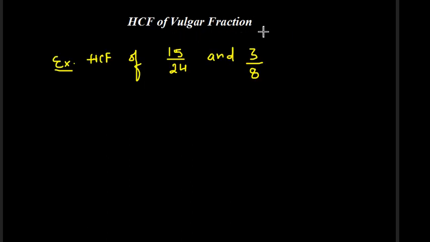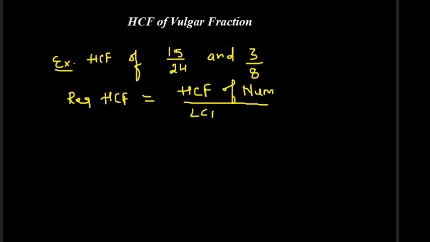Now let's talk about HCF of vulgar fractions. You have learned how to find the HCF of integers. Today we are going to learn how to find the HCF of vulgar fractions, and I've taken one example in front of you, that is HCF of 15 by 24 and 3 by 8. So the required HCF will be the HCF of the numerators divided by the LCM of the denominators. This is the procedure to find the HCF of any fractions.